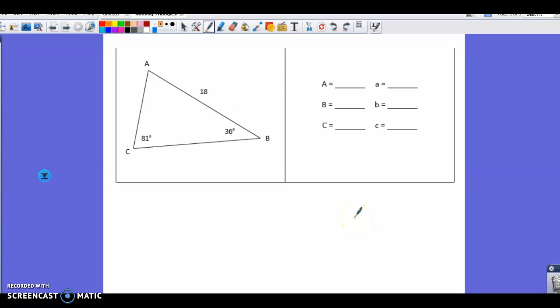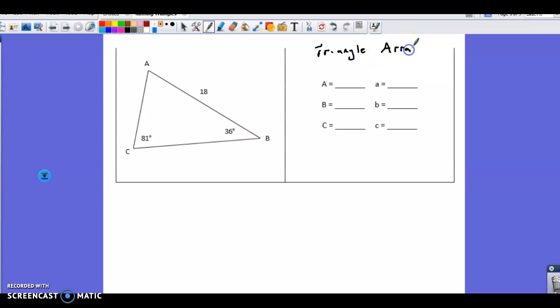Hello, and welcome to the first part of what's going to be the law of sines and law of cosines, which are two different ways that we can solve this triangle. And to solve a triangle just means to find all six parts. And I call this the triangle array.